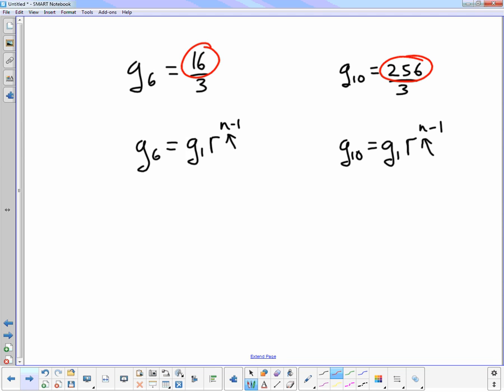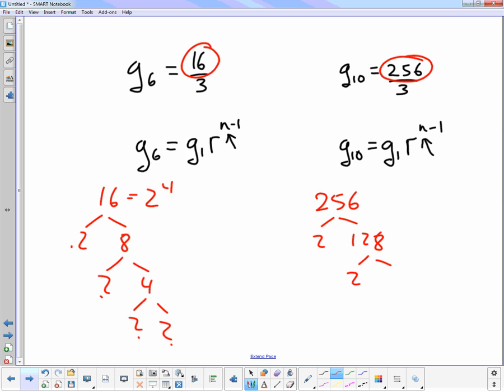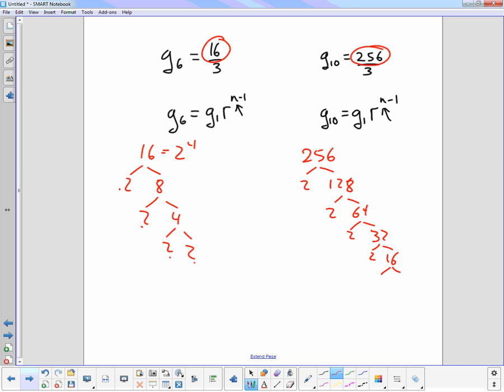And that kind of lets you know that between the 6th term and the 10th term, I'm multiplying by 2 somewhere. That's 2's engaged in this problem somehow. You don't necessarily need to know right away what it is, but you know that it exists in there. Because 16, 1, 2, 3, 4 is 2 to the 4th, and 256, 1, 2, 3, 4, 5, 6, 7, 8.